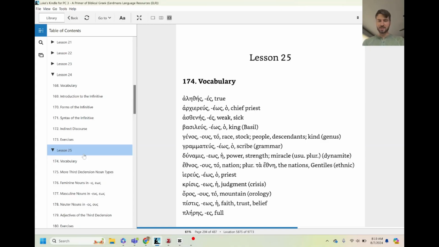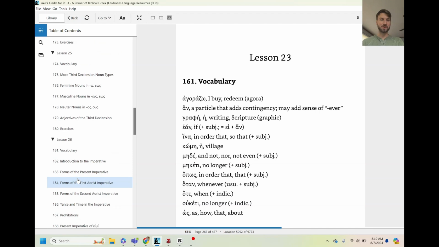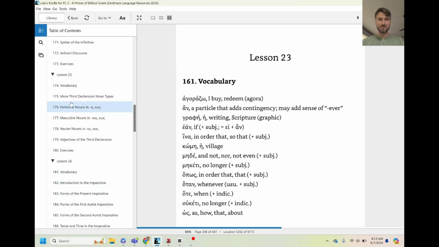The next lesson here is lesson 25, which I hope is somewhat easy. We had subjunctive in 23 and infinitive in 24, and then in 26 we're going to go over the imperative. And this chapter is just kind of thrown in there, on third declension noun types. And I think it's just meant to be a little buffer between these different moods.